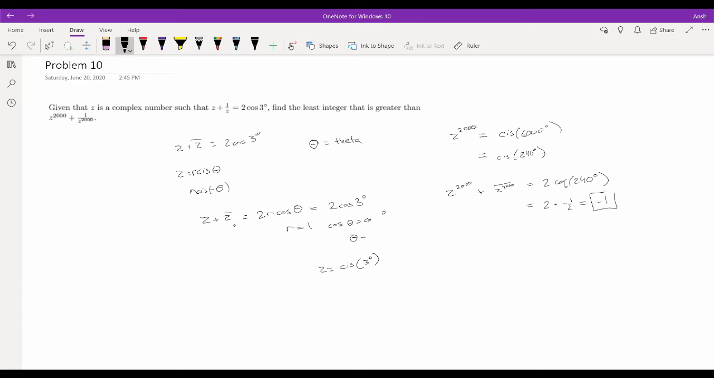So we're done. But actually, careful, because the question also asks us to find the least integer that is greater than, so strictly greater than negative 1, which is obviously not going to be negative 1. So we want to find the next largest integer, which would be 0. And this is actually pretty funny because this was an older AMC question, and negative 1 definitely cannot be an AMC answer. And 0 is the smallest possible answer you can get for an AMC question.